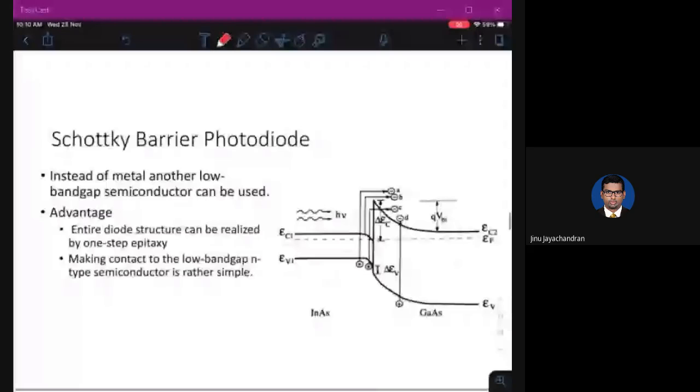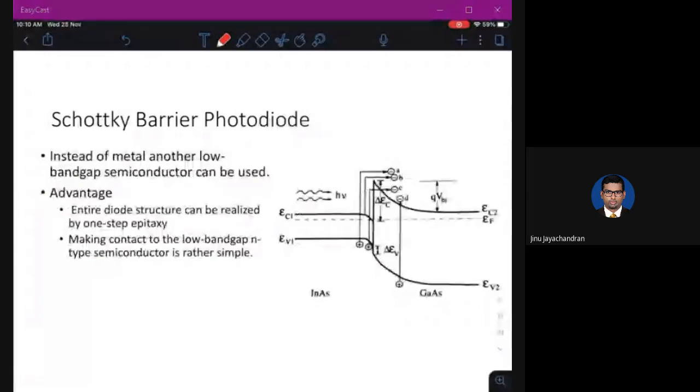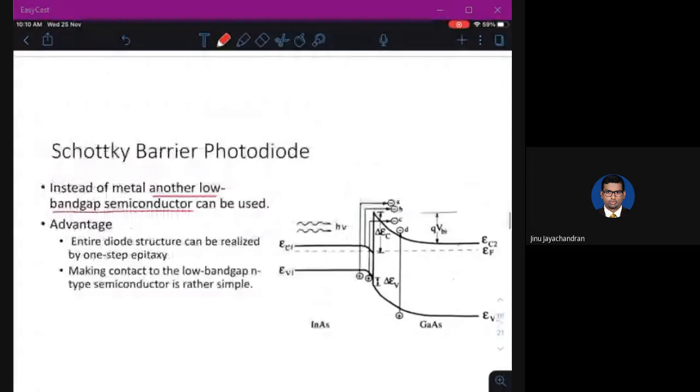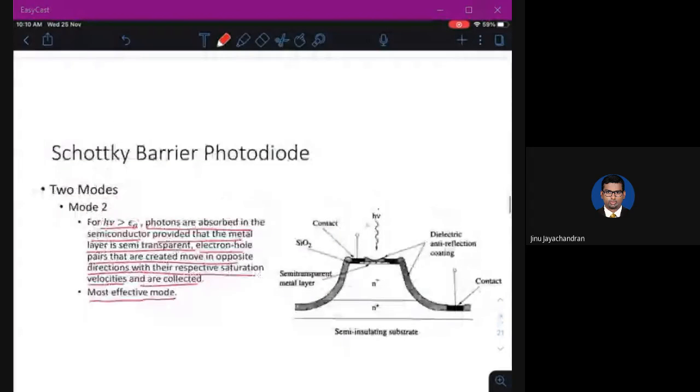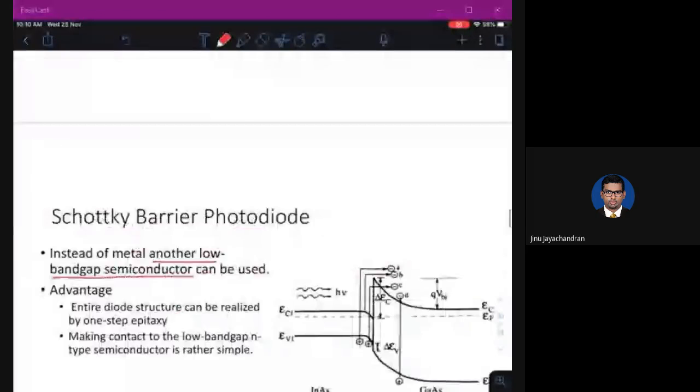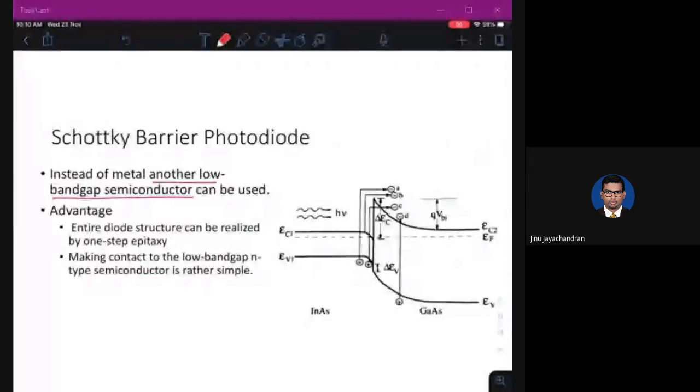So there is another option. Instead of a metal, what you can do is put a low band gap semiconductor. That means the metal layer that we have seen here, you don't put as a metal layer. Instead, you put a semiconductor of low band gap, because metal usually won't have any band gap. But if you put a semiconductor of very low band gap, it acts similar to a metal. With a small amount of energy, you can create the electron hole pair.